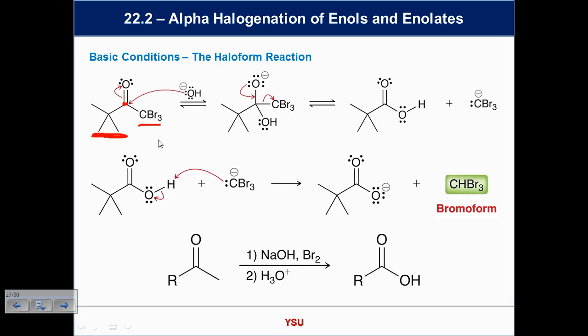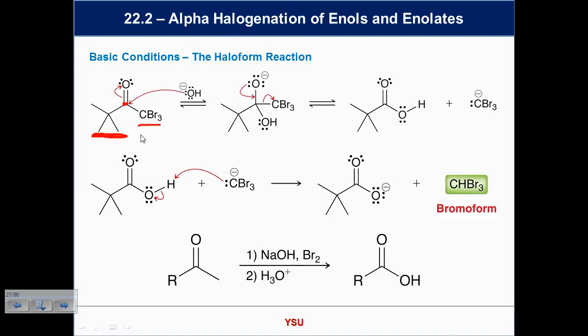They do addition, except this one. You are going to now think about the possibility of CBr3- breaking off as a leaving group. So this is a rare example of a ketone doing acyl substitution. It can only happen under certain circumstances.